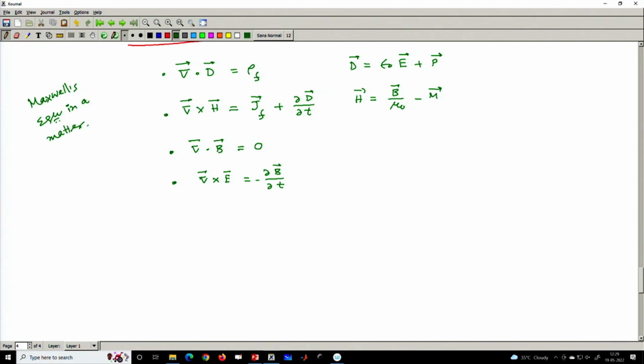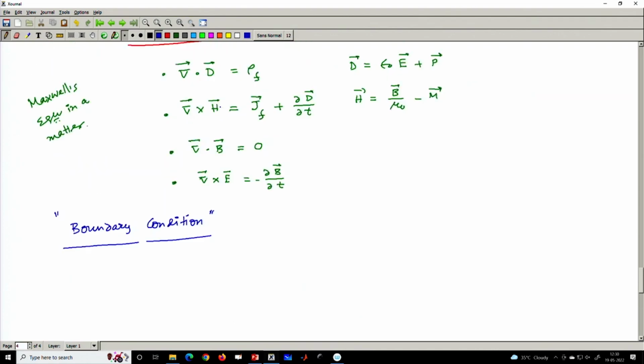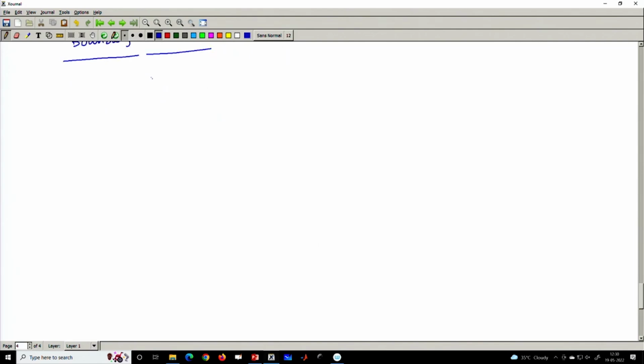Well, let us try to find out what the boundary conditions should be for this set of equations. So now I write Maxwell's equations in matter in integral form. I should have the first equation in this way.